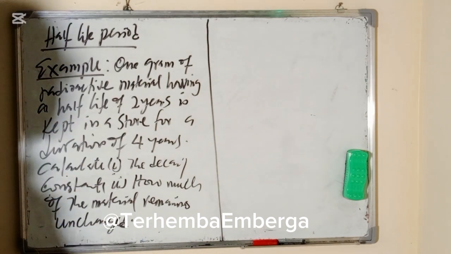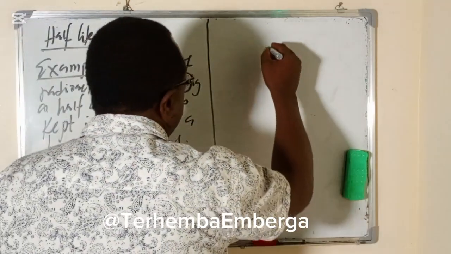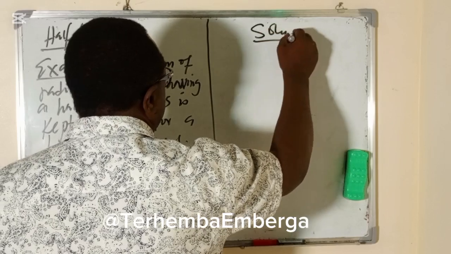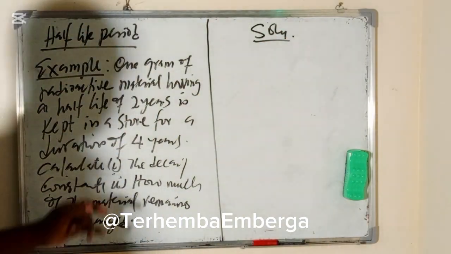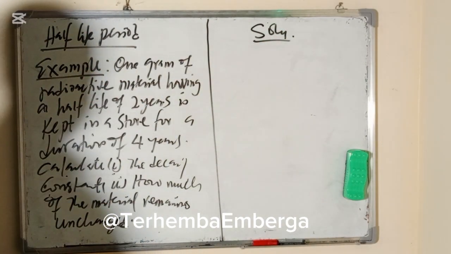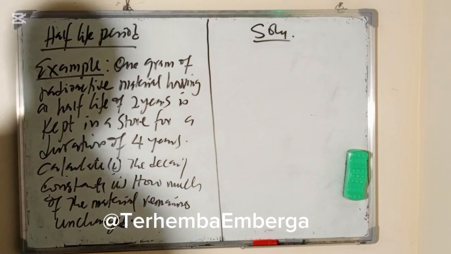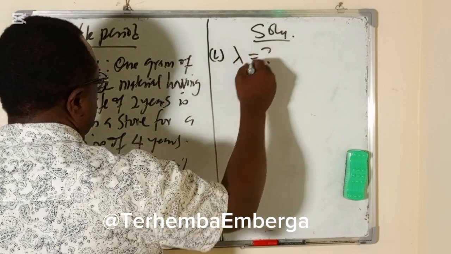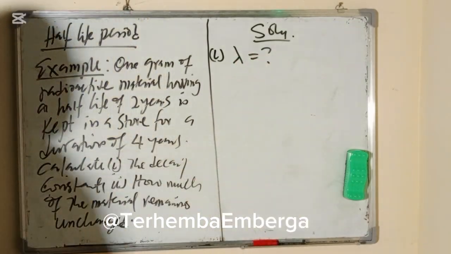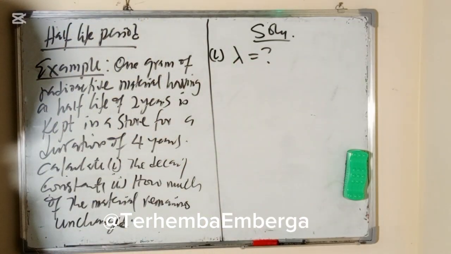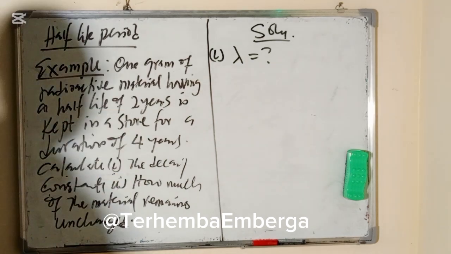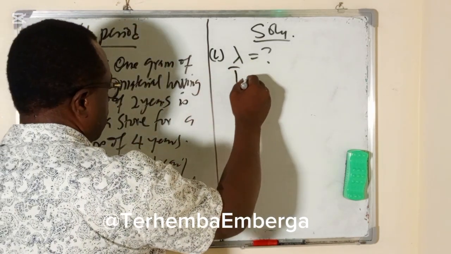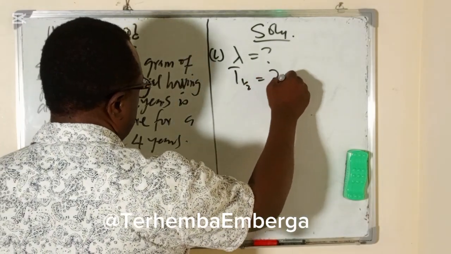So when you look at this, like I always say, in physics, you need to write out and identify what is given. So the first question, we are looking at the decay constant. And what is provided here is the half-life. The half-life T is 2 years.